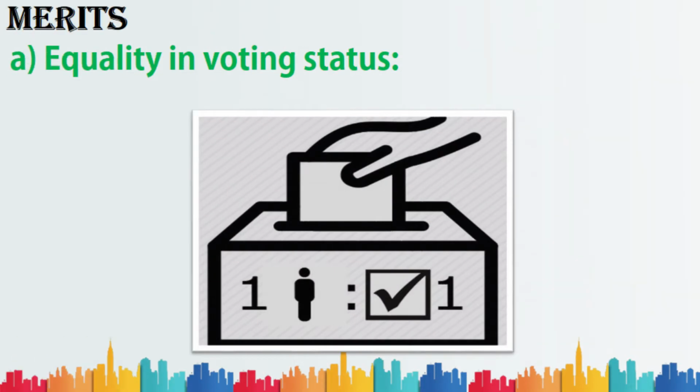So moving on to the next thing, that is merits. The first merit is equality in voting status. In a cooperative society, there is an idea called one man one vote. That means each member, irrespective of how much capital they have invested, has equal voting rights. Even if they invested 1 lakh or 2 lakh, or even less than that, sometimes maybe 10,000 or 20,000, every member has an equal voting right. That's why it is called equality in voting.